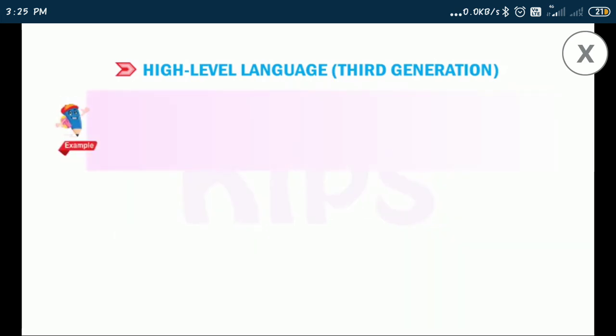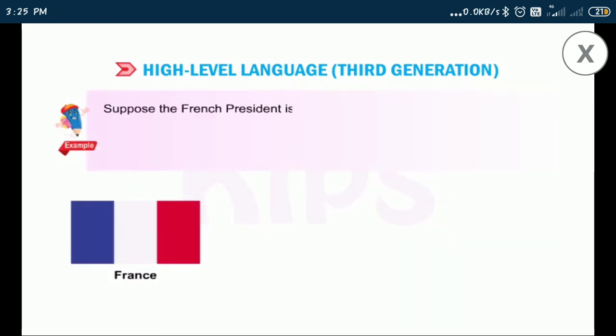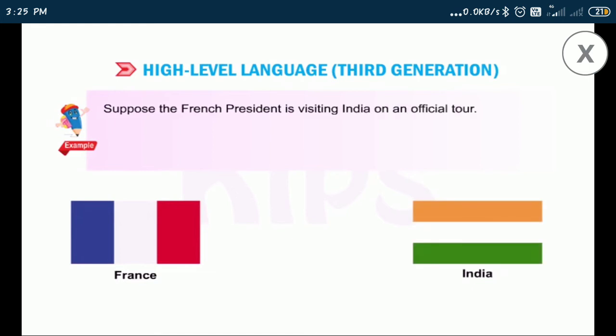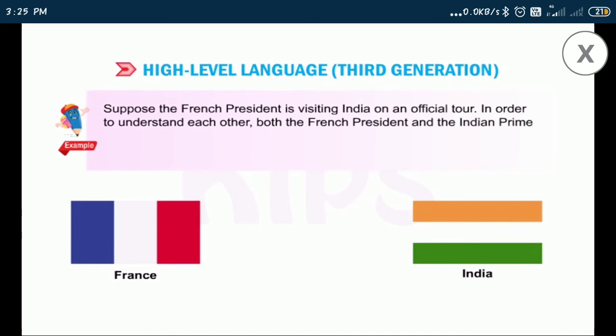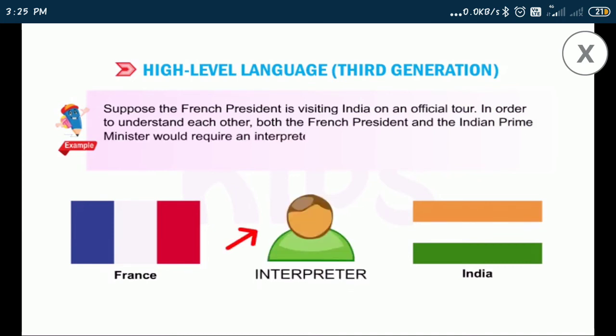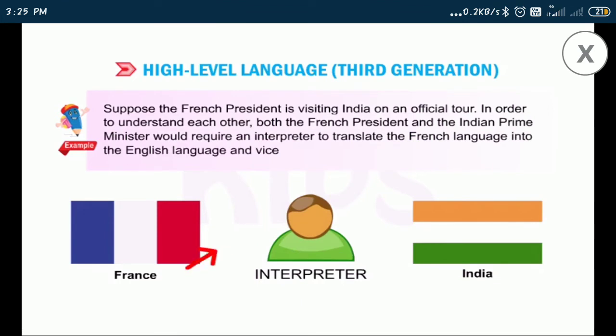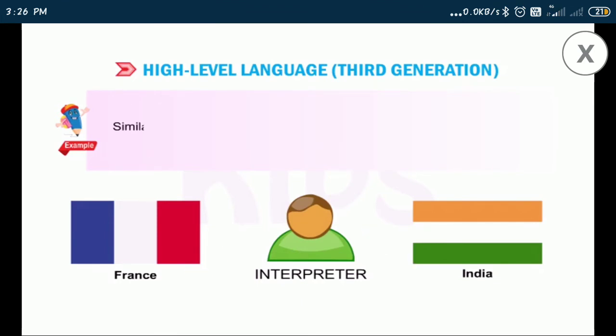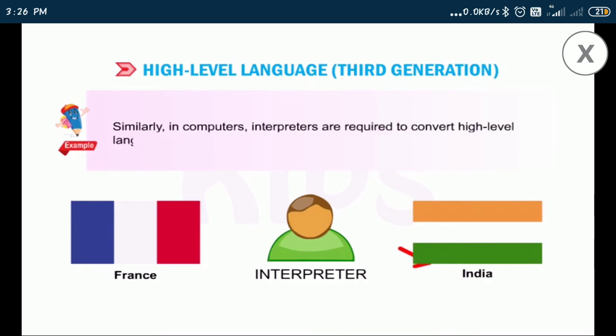For example, suppose the French president is visiting India on an official tour. In order to understand each other, both the French president and the Indian Prime Minister would require an interpreter to translate the French language into the English language and vice versa. Similarly, in computers, interpreters are required to convert high-level language programs to machine-level language programs.